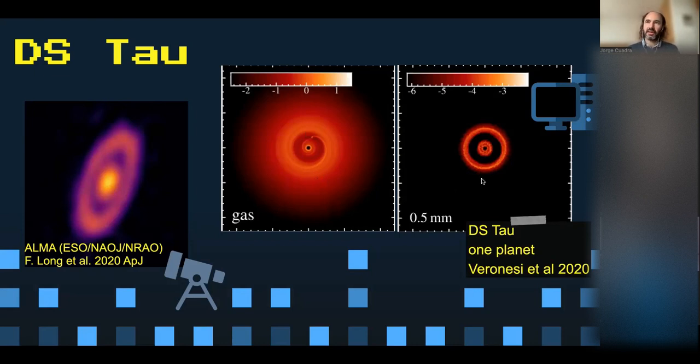And the dust shows much sharper features. So a ring on the outside of the planet and a very deep gap at the planet location where the planet orbits. This is a simulation performed by Veronesi et al. And she kindly, as with all other simulations we use, provided us the simulation snapshot to include in the game.